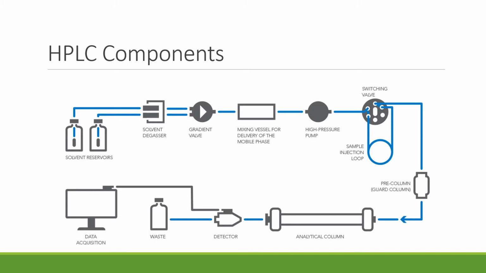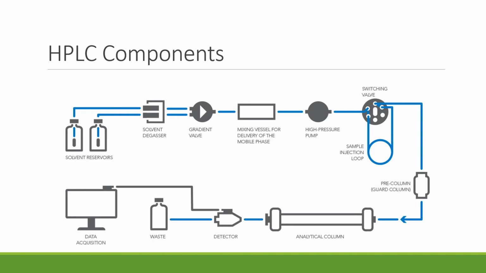There's a sample injector. However, some more sophisticated machines might have a switching valve that allows for automation of several samples. And these plugs of samples are injected using a syringe into the flow path. And samples can also contain particulate matter that can damage components. So therefore, a sample filter or a pre-column filter is often used to prevent valve or column damage.